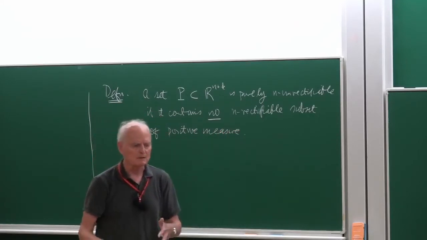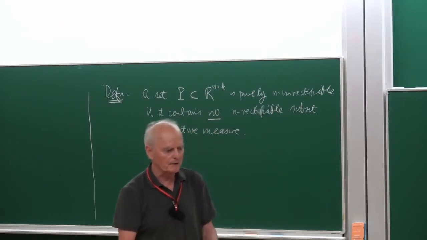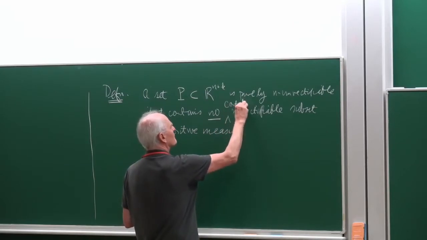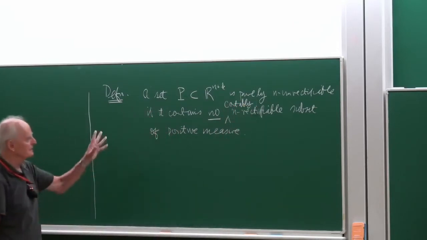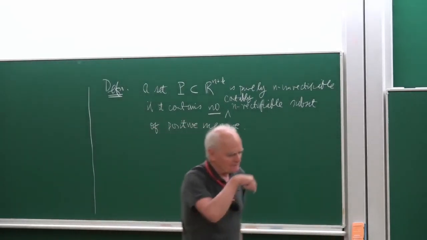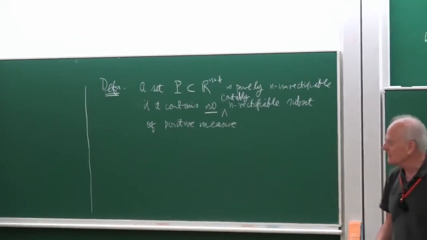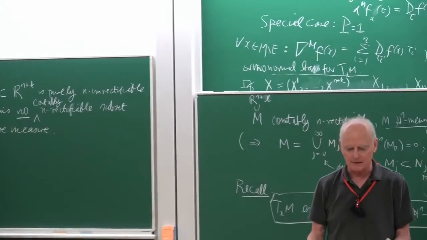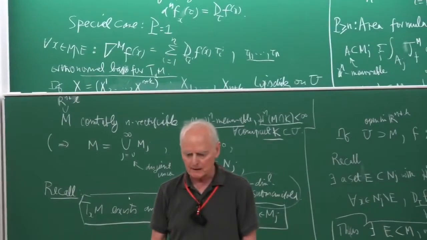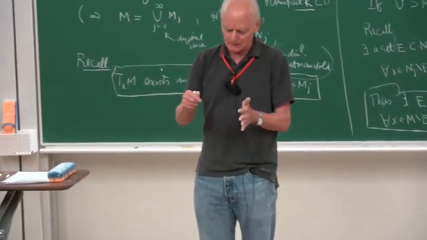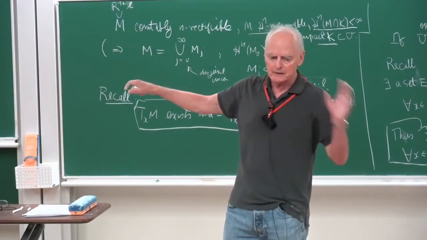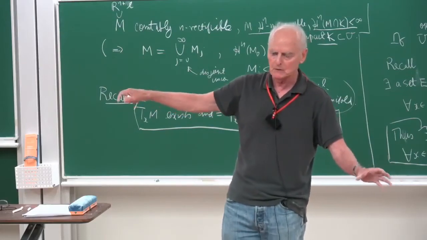So you look at all the subsets, you'll never find a countably n-rectifiable subset of positive measure inside this set. And well, one nice fact, we'll prove this in just a second, is that if you start off with an arbitrary set of finite n-dimensional Hausdorff measure, then you can always decompose that set into a union of a purely unrectifiable bit and a countably n-rectifiable bit, a disjoint union.